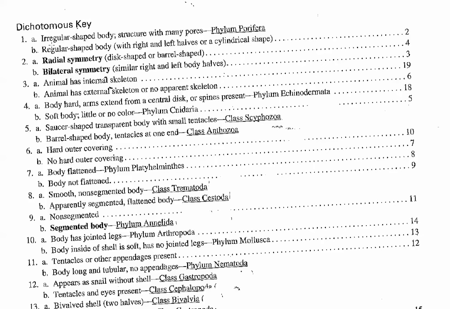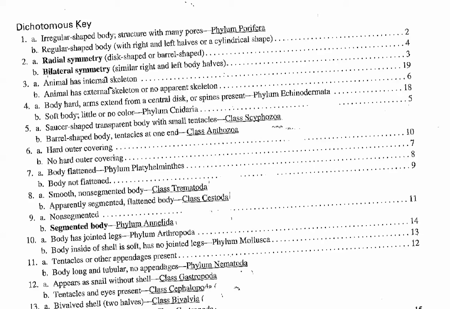If that wasn't true, if the animal fit this description better, a regular shaped body with right and left halves, so that would be an animal with bilateral symmetry, or a cylindrical shape, that would be an animal with radial symmetry, then your job isn't done. In that case, you need to go to number 2. So you can see the key is sending you to the second dichotomy.